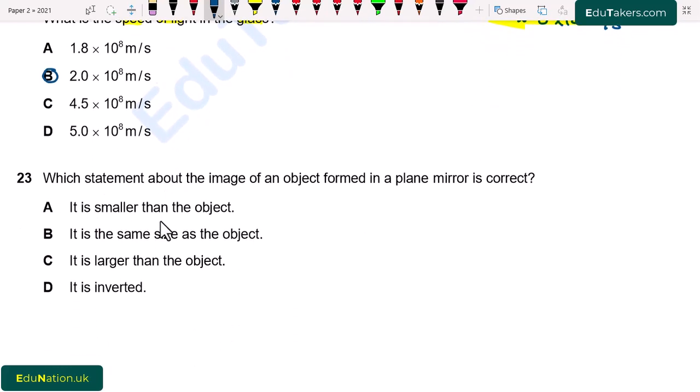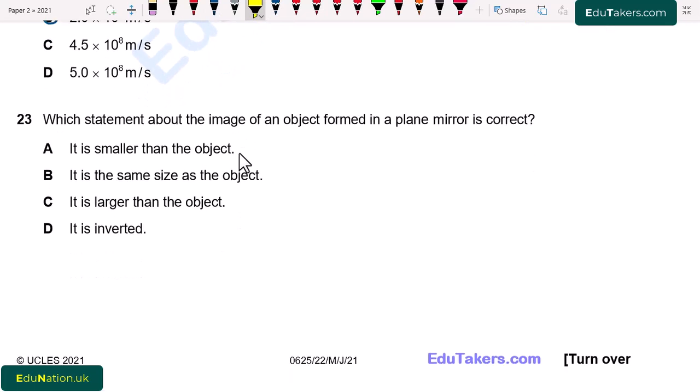Question number 23. Which statement about the image of the object formed in a plane mirror is correct? So here a plane mirror is used. MCQs: A. It is smaller than the object. It means that the size of the image is smaller than the object. B. It is the same size as the object. C. It is larger than the object. And D. It is inverted.